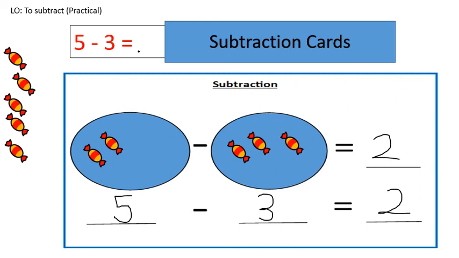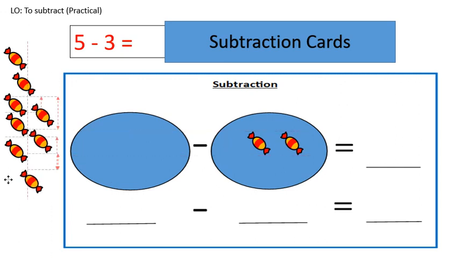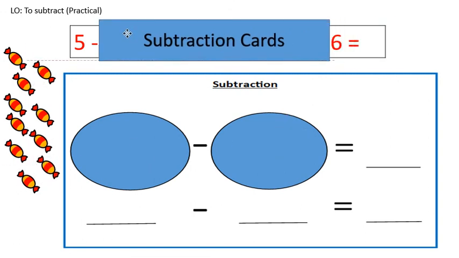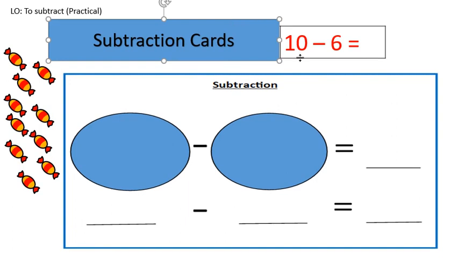Should we try a different one? So let me rub out what I've written first, so I can start again. And you're going to need to pick up your objects and put them back. We're going to try a different sum this time. There are different number cards on your sheet, so you can try a different one. Let's try this one. Let's have a read.